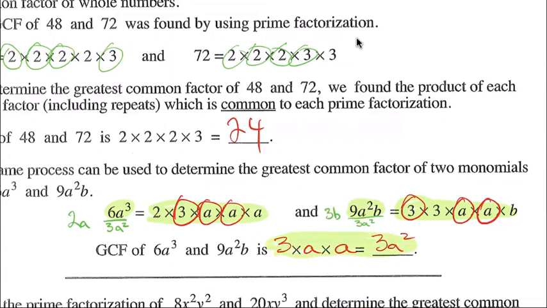And then the next step is really taking that greatest common factor and dividing it into our term right here to get us 3b. Taking that greatest common factor and dividing it into our term, 6a cubed divided by 3a squared gives us 2a.